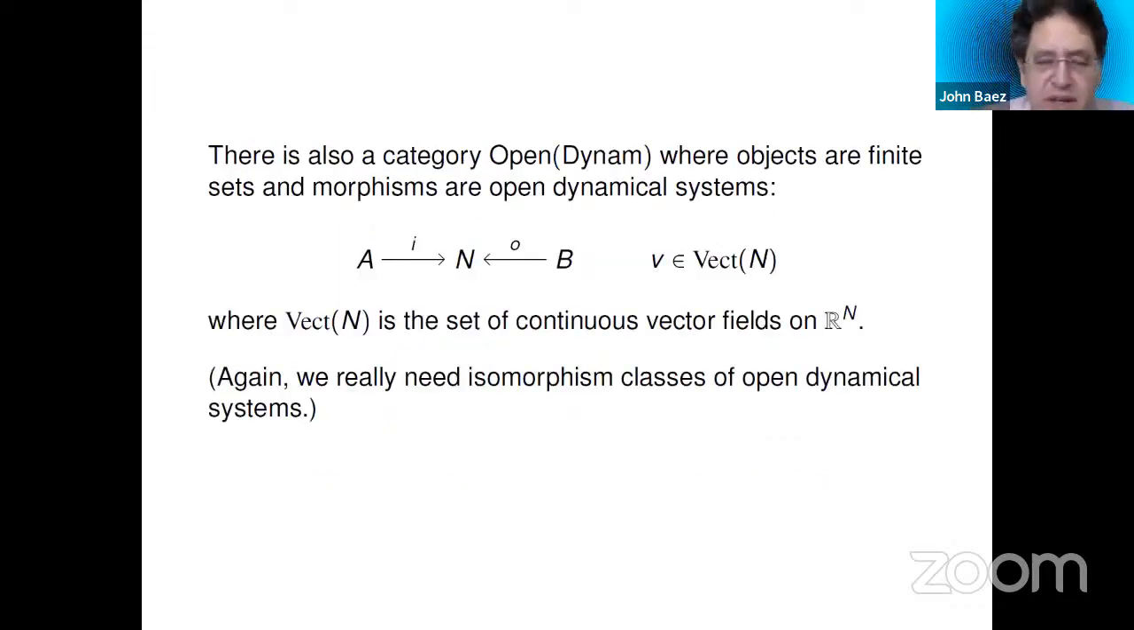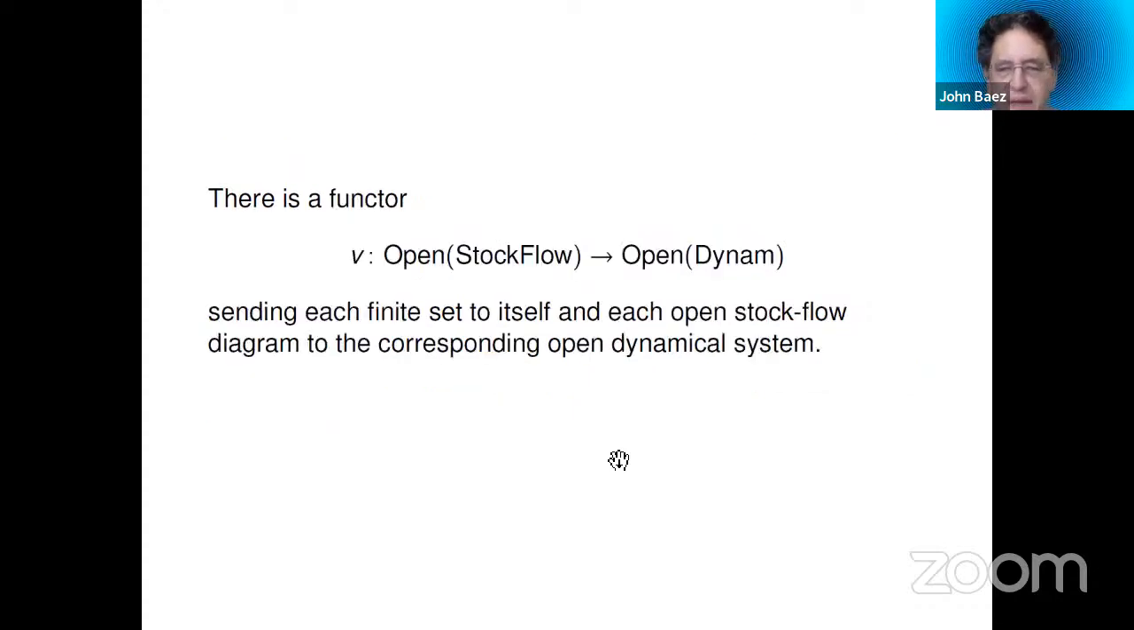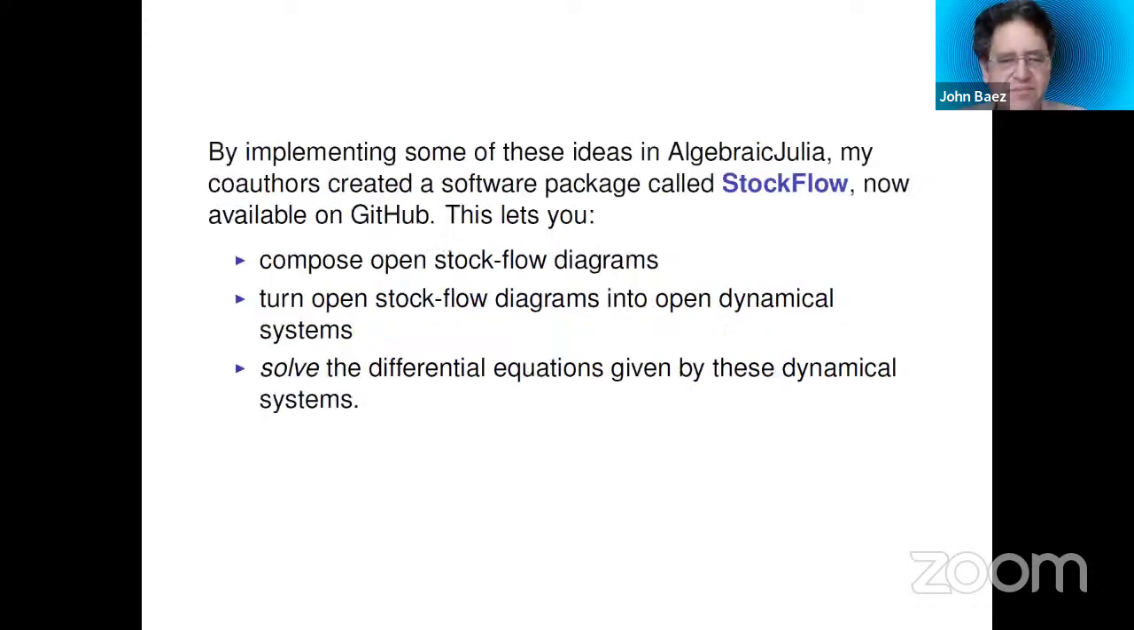So there's also a category of open dynamical systems where the objects are finite sets and the morphisms are open dynamical systems. So the apex here, the set N, is equipped with a vector field on R to the N. And again, you should really work with double categories or else take isomorphism classes. And then there's a functor, again constructed using the math technology, from open stock flow diagrams to open dynamical systems that acts as the identity on the objects, the finite sets, but then it turns each open stock flow diagram into the corresponding open dynamical system using the recipe that I sketched out in an example.